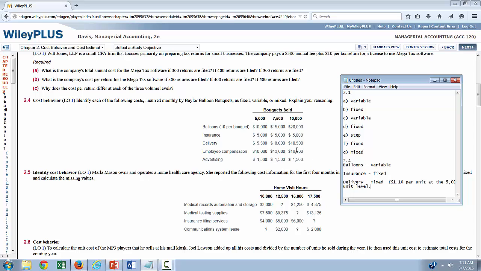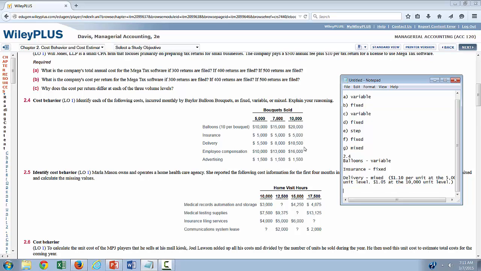And then how much is delivery at the 10,000 unit level? Take the 10,500, divide by 10,000 to get your cost per unit, and you find out that it's $1.05 at the 10,000 unit level. Okay, so the cost per unit is going down, and the reason for that is that the fixed cost is staying the same, and the fixed cost is being spread out over more units. The variable cost per unit, remember, always stays the same.